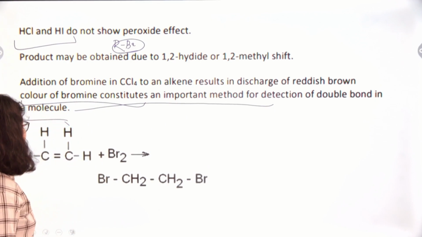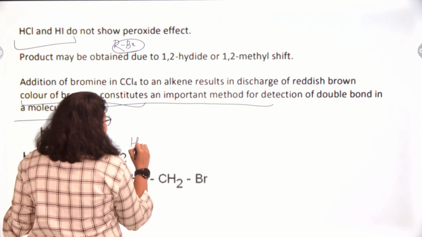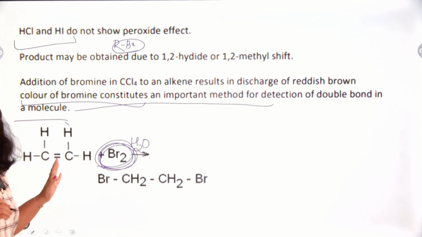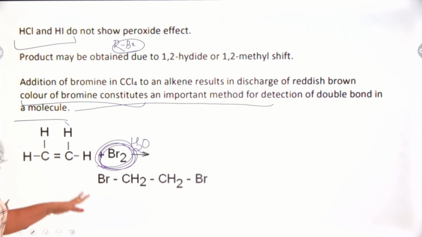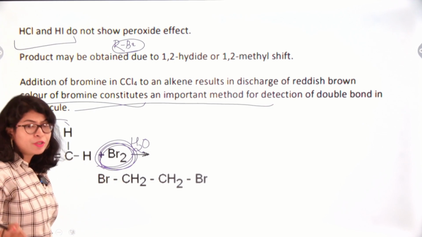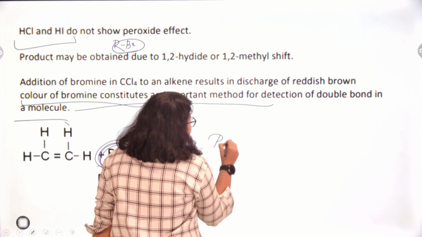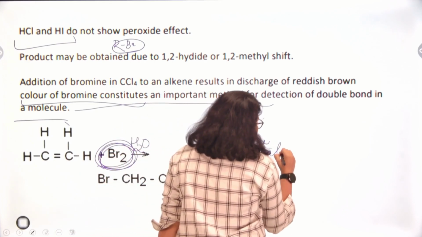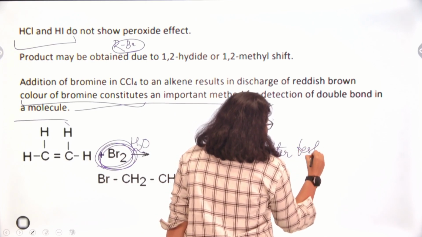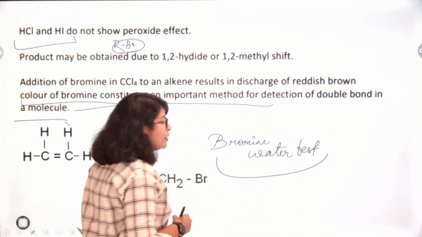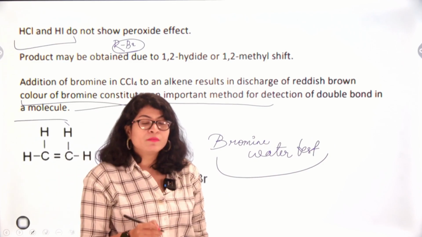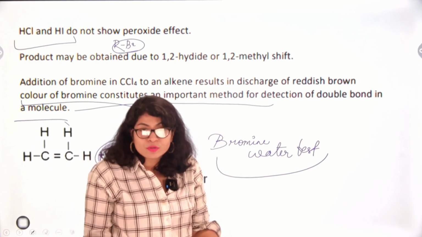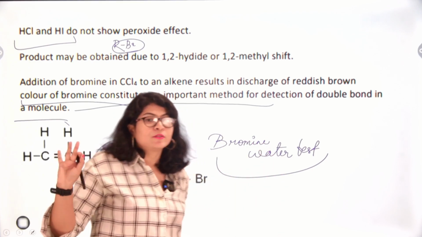What happens if I add an alkene to bromine in the presence of water? The brownish color of bromine gets discharged, or it becomes colorless. If this happens, it shows the presence of unsaturation, and this is termed the bromine water test. So if you have to suggest any test for the presence of unsaturation, the bromine water test is an ideal test.